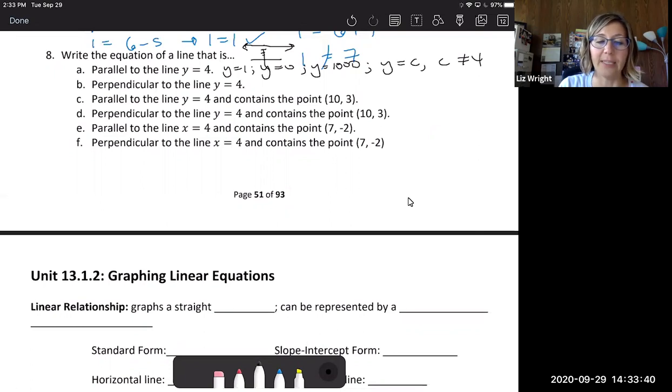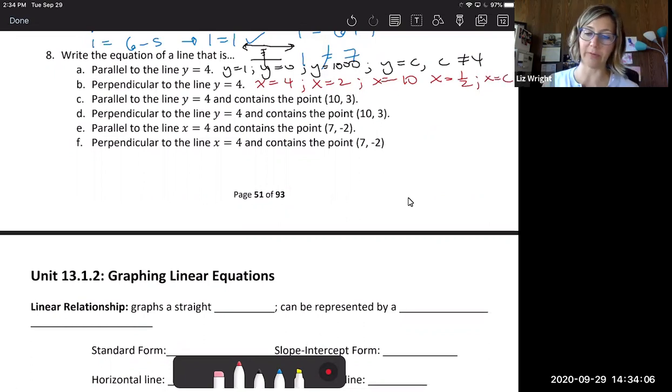All right, how about something that's perpendicular to the line y equals 4? That means it has to be a vertical line. Well, what's the equation of a vertical line? You could do x equals 4, x equals 2, x equals -10. You could do x equals 1/2. You could do x equals anything. X equals c, where c is any real number.